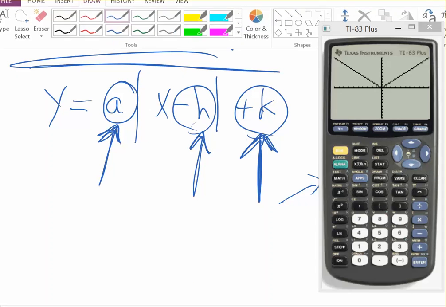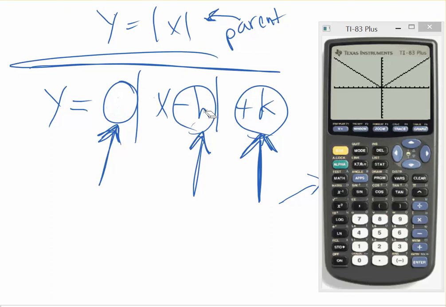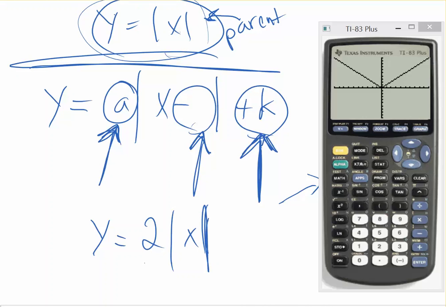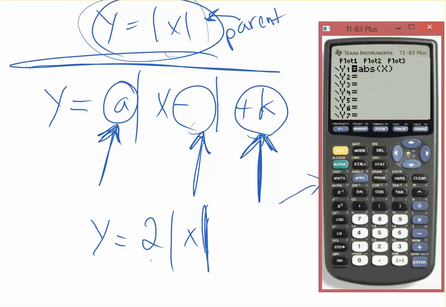But let's just focus on one of these three possible numbers for now. So let's focus on this number right outside here. So let's try this function: y equals 2 times the absolute value of x. So it's the same as the parent function, just added a 2 outside. So let's put that on our calculator. So y equals 2 times the absolute value of x. Let's see what happens. Okay, we get the absolute value of x. It's just a little bit steeper this time.